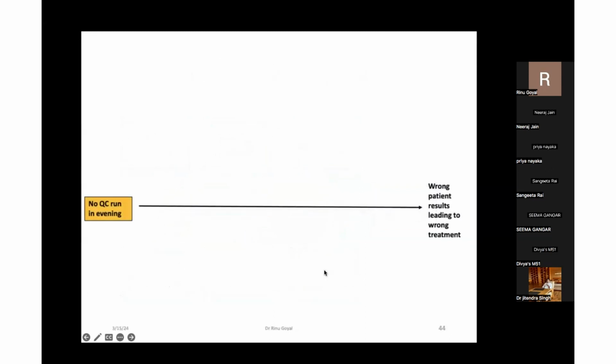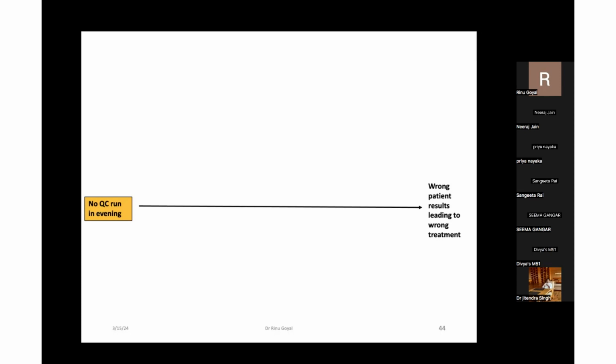So I'll just give you a very simple example, which we can expect in every laboratory. Suppose there is a 24-hour laboratory, a small laboratory, and they majorly have samples in the daytime. So what they have designed is that in the morning they will run the controls. And because the samples in the evening or night hours are fewer, they think, why unnecessarily increase the extra cost of running controls, we should not do that.